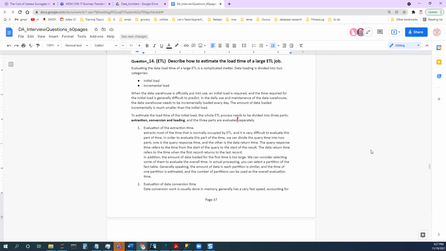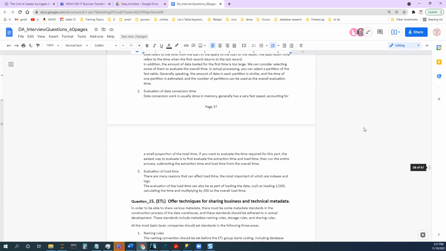In addition, the amount of data loaded for the first time is too large. We can consider selecting some of it to evaluate the overall time. In actual processing, we can select a partition of the fact table. Generally speaking, the amount of data in each partition is similar, and the time of one partition is estimated, and the number of partitions can be used to get the overall evaluation time.